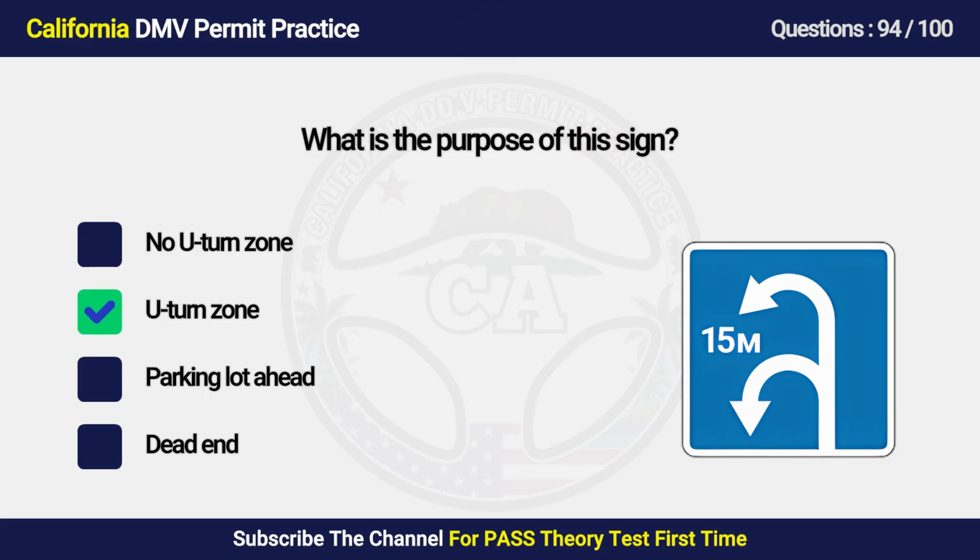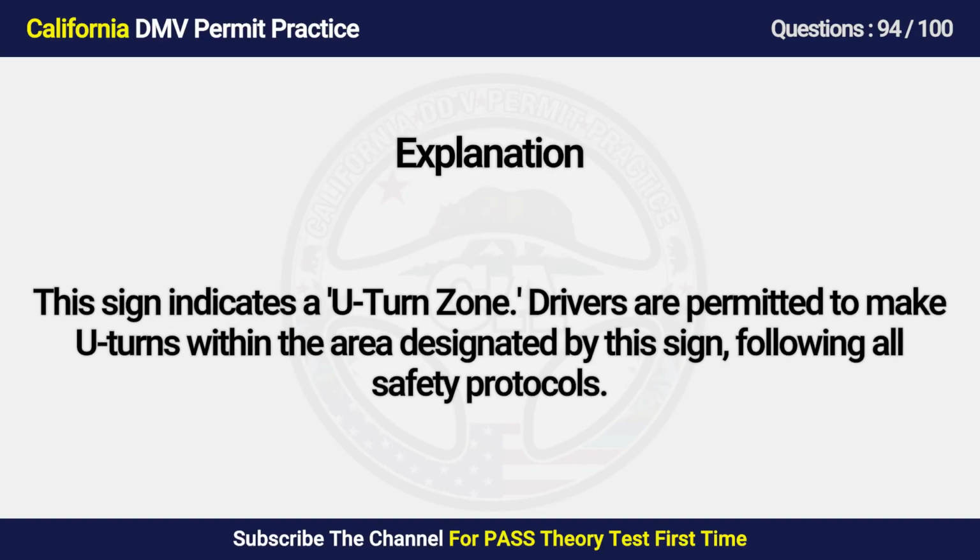Answer is B. U-turn zone. This sign indicates a U-turn zone. Drivers are permitted to make U-turns within the area marked by this sign, following all safety protocols.